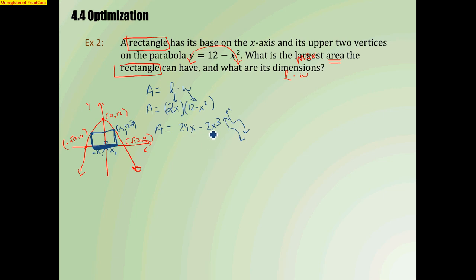24x minus x cubed. So now I'm finally at the calculus. Now that I'm at the calculus, take the derivative. Now that I have an equation for the area I want to maximize in terms of one variable x, what do the directions say? Do the first derivative test. So A prime is 24 minus 6x squared, a parabola that opens down. Set the derivative equal to 0.